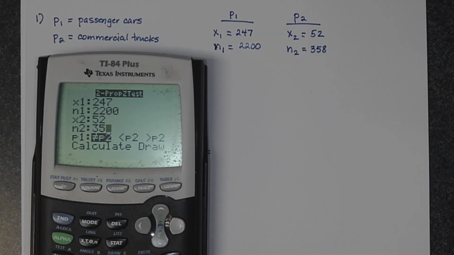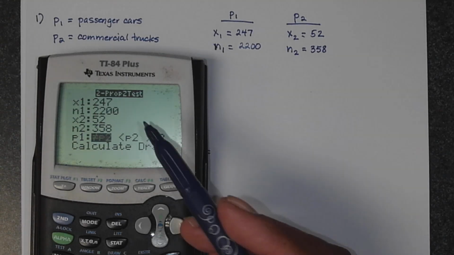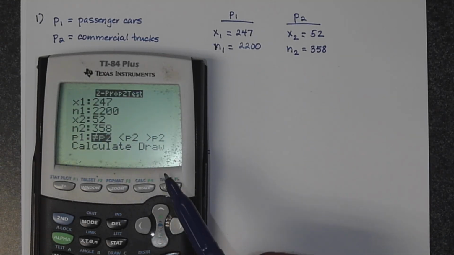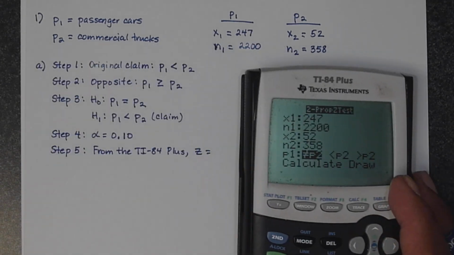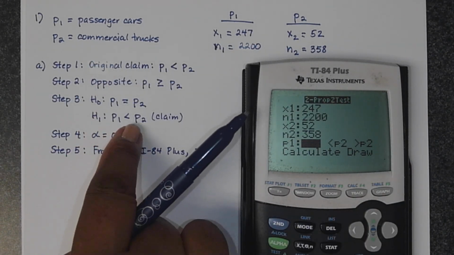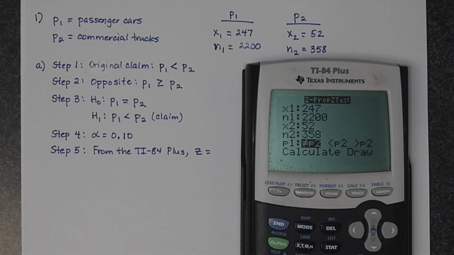n2, 358. Now for P1, we have to select either not equal to P2, less than P2, or greater than P2. Here we need to look at our alternative hypothesis. It says less than P2. So we need to highlight the one that says less than P2. So we use our right arrow key to put the cursor on top of less than P2. Press enter, so that way it will be highlighted.